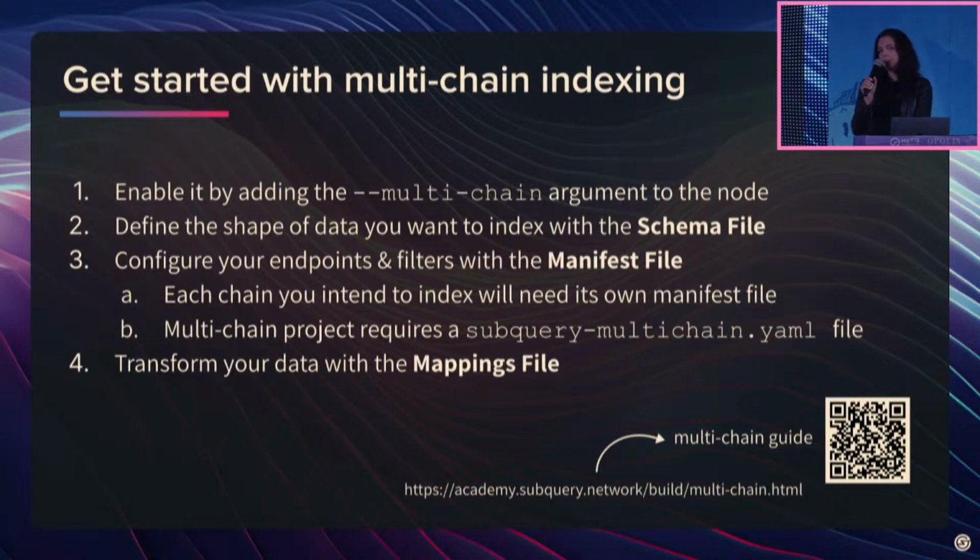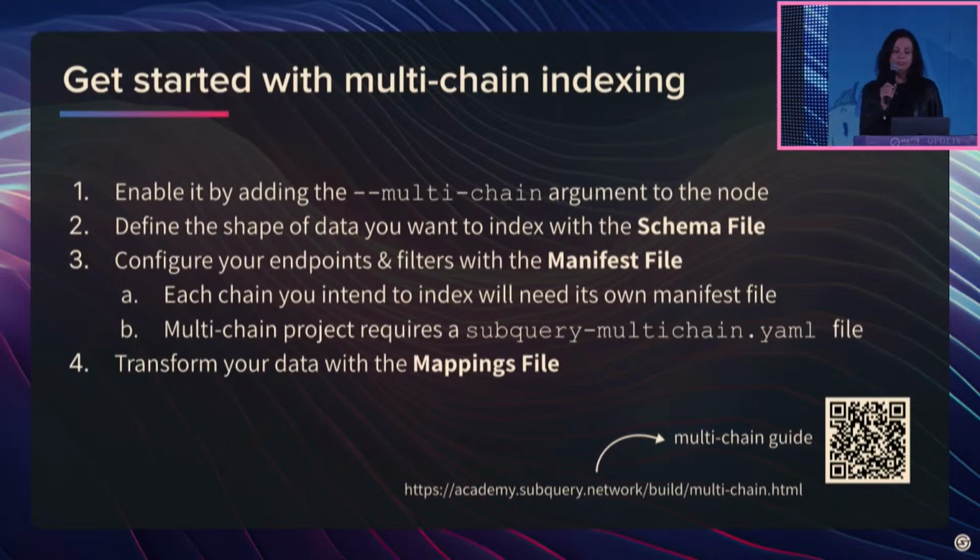And essentially, working with SubQuery, for you it's changing 3 files. The schema file is the file where you define your objects in your database. The manifest file is like a configuration file where you are able to define what and from where you want to index. And then the mappings file, this is where the magic happens. You get data from the chain in a payload of your function. You do some logic, transformation of this data or not, and then you save it in your database.